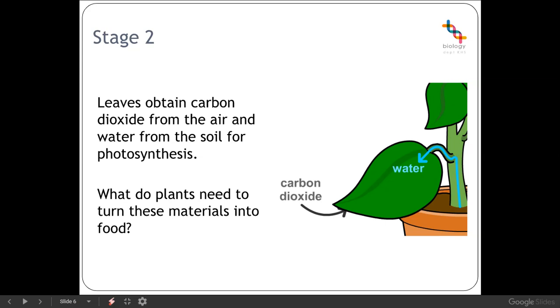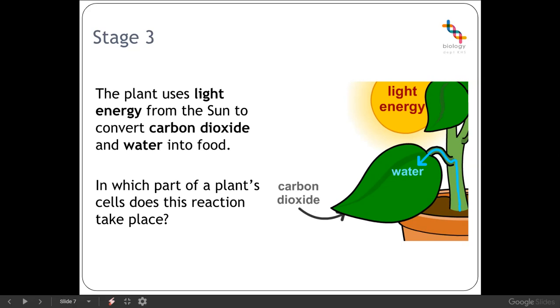So in order to turn those two materials into food, remember we're looking at those basic elements, water being hydrogen and oxygen, and carbon dioxide being the carbon and oxygen. We need to be able to break those down and convert them into our carbohydrate molecule. So in order to do that, we need some light energy from the sun to convert that carbon dioxide and water into food. So those are essentially the raw materials that we need for photosynthesis. We've got carbon dioxide and water, and then we've got the light energy coming in in order to provide us with that energy.